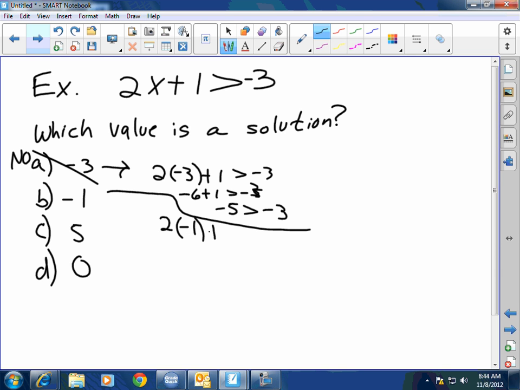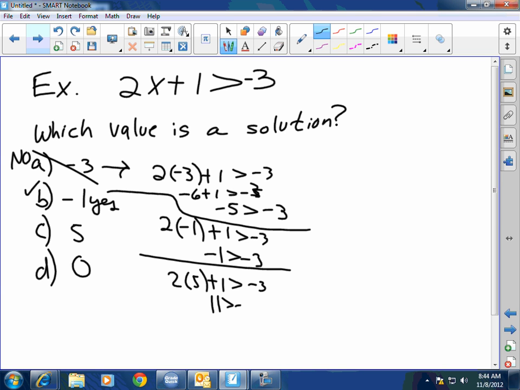2 times negative 1 plus 1 is greater than negative 3. 2 times negative 1 is negative 2. Negative 2 plus 1 is negative 1. Is negative 1 greater than negative 3? Yes, so that is a solution. How about 5? We got 2 times 5 plus 1 is greater than negative 3. Is 11 greater than negative 3? Awesome. Yes. Then when x is 0, 2 times 0 plus 1 is 1. Is 1 greater than negative 3? Yes. So it's very similar to plugging in solutions for an equation. You're just looking for a true statement.